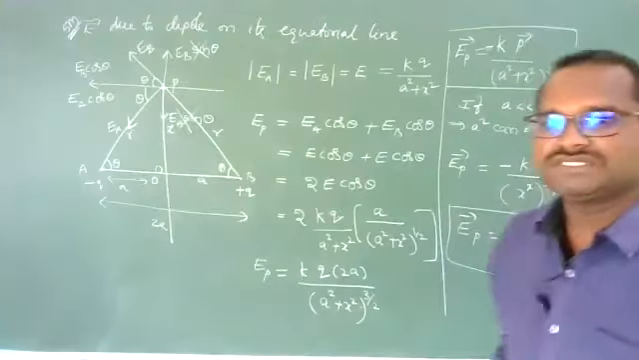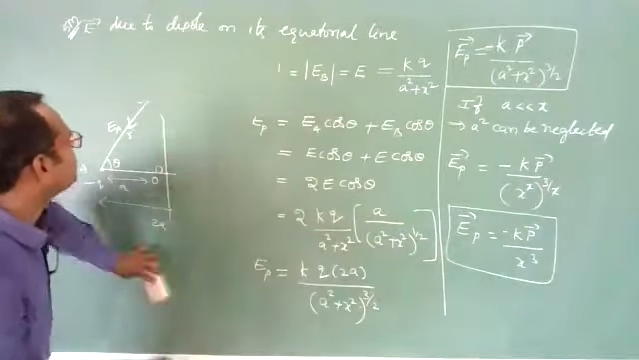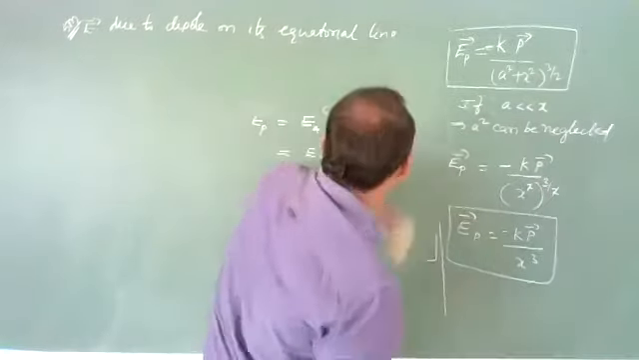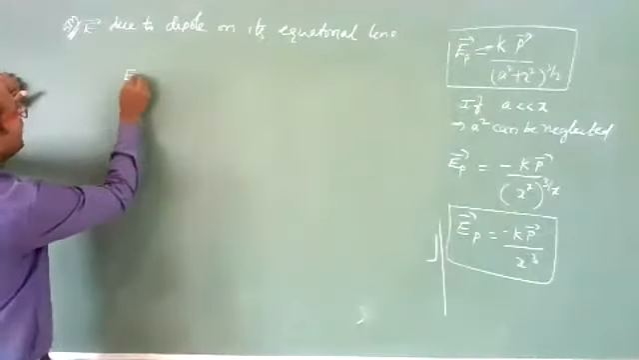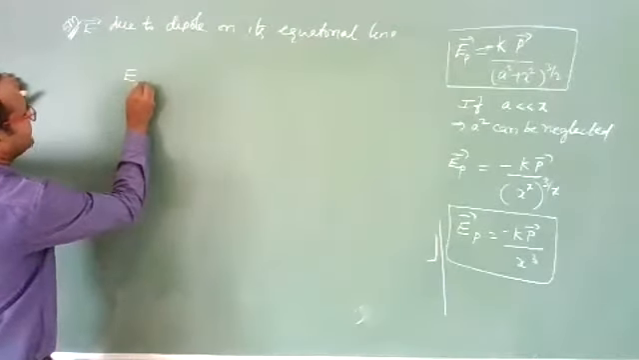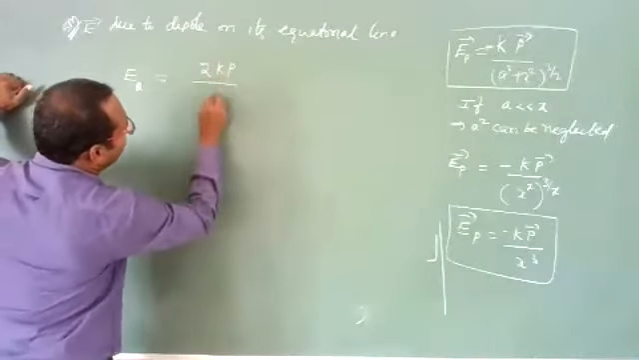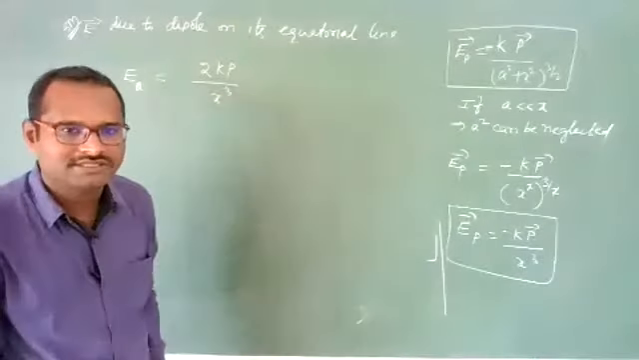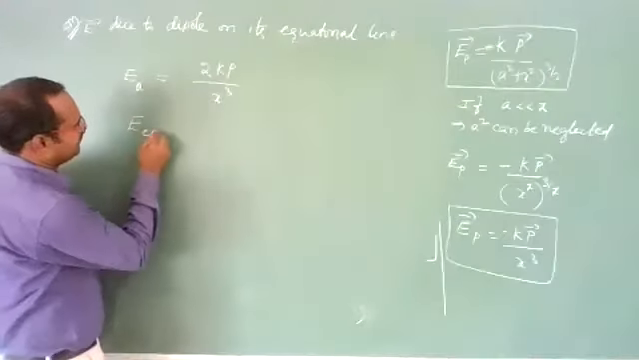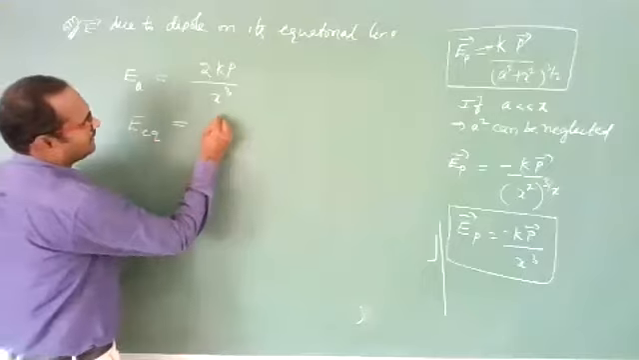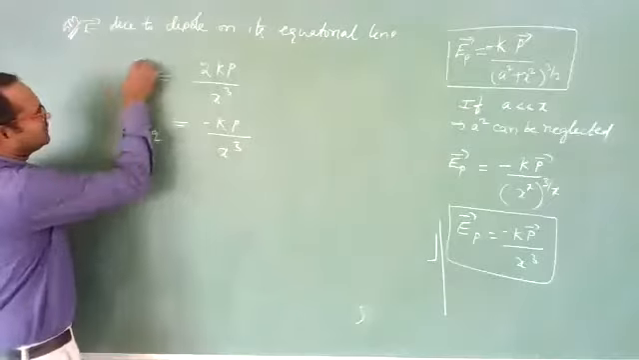Yes. So this is the electric field due to a dipole on its equatorial line. You need to remember these expressions, these values. On the axial line, the electric field due to a dipole is 2kp by x cube. We got this. Do you remember yesterday's derivation? And on the equatorial line, we got kp by x cube with a negative sign, indicating direction.